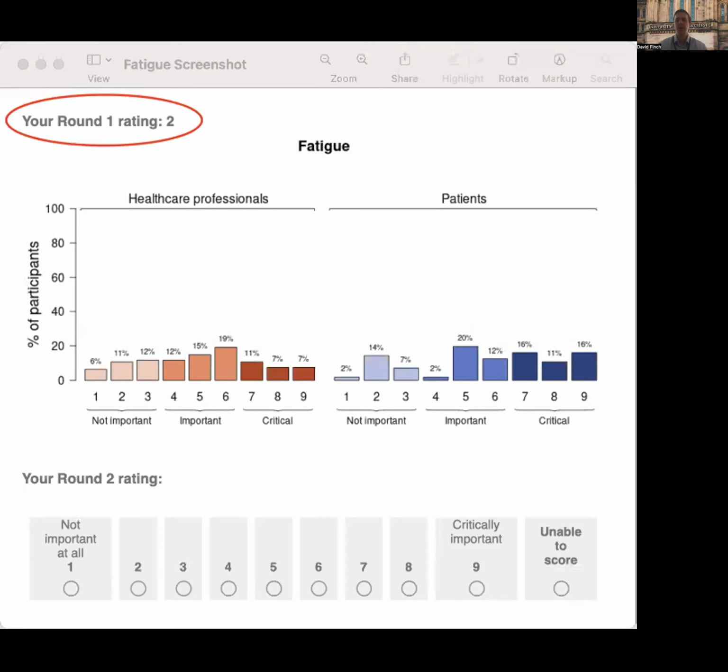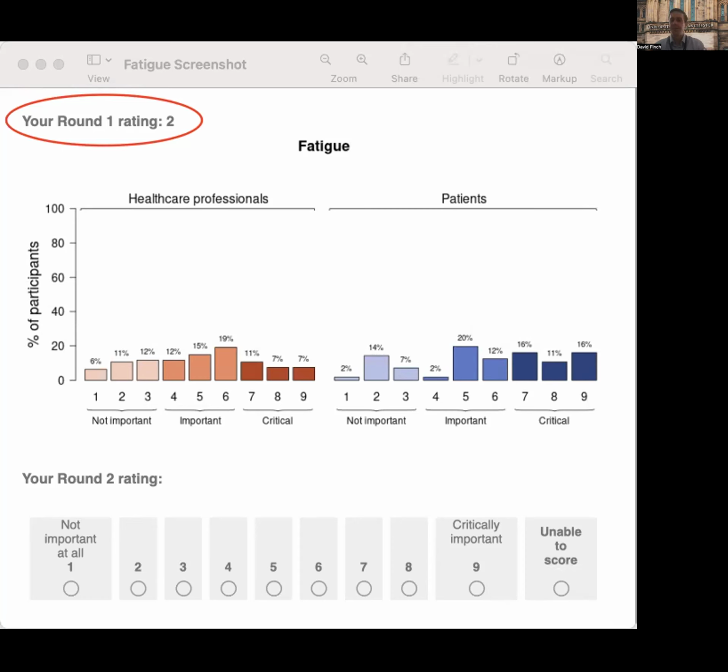I'll now show you a screenshot from the round two survey to demonstrate this feedback. So feedback includes a reminder of how you scored the outcome in round one, circled in red, along with two graphs, one showing the range of scores given for the outcome by the group of healthcare professionals, those represented by the red bars in the graphs, and the other showing the range of scores for the patient group, those represented by blue bars in the graphs.